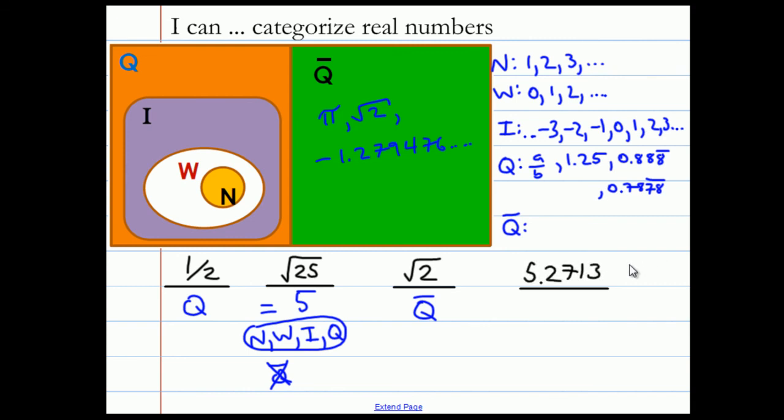Lastly, 5.2713. Now here's a decimal. It doesn't look like it repeats, but it terminates. So a decimal that terminates is a rational number.